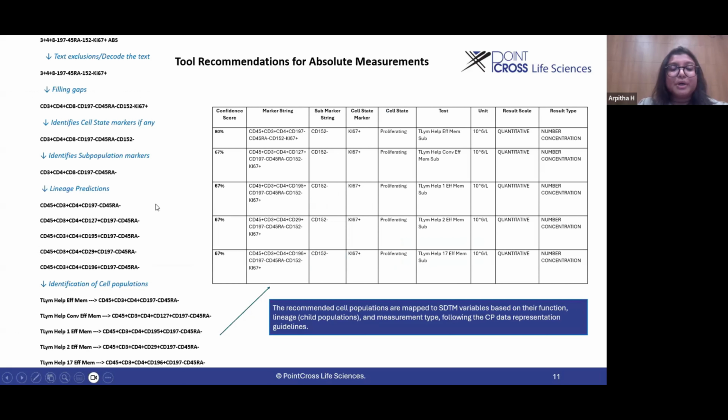Let me walk you through an example of how an absolute measurement and a relative measurement would be processed, and then I will show you the tool. This is an example of a reportable provided by the vendor, where it is denoting the numbers and indicating the positive and negative expression. When this is sent to the tool, it would first align the markers to the global standards by identifying the markers. If these are the numbers represented, it aligns them to the CD markers.